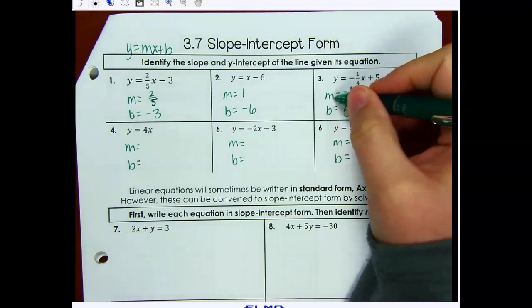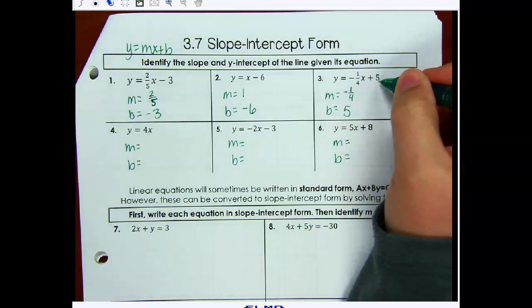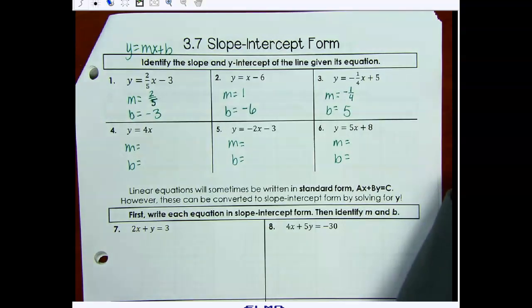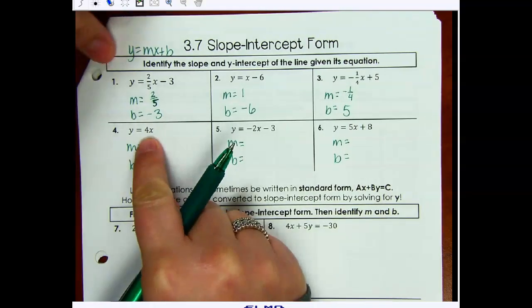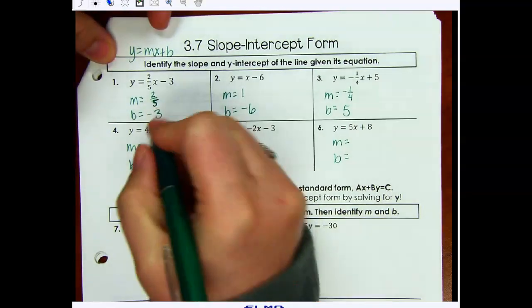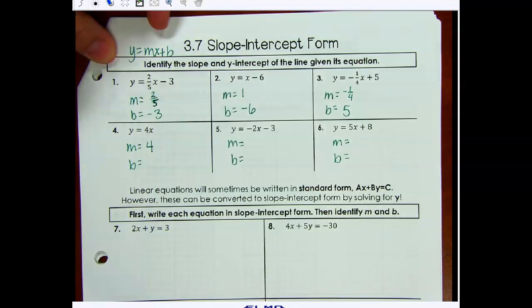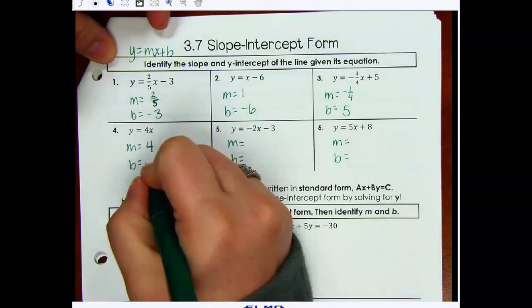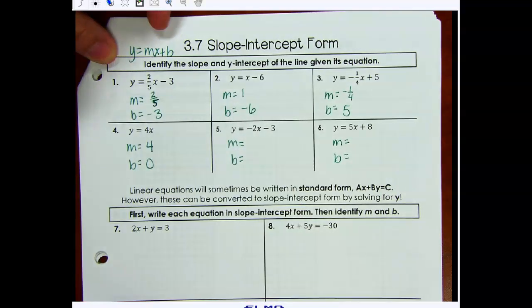So if you'll write down m and b, they go in order, m and then b. That'll help you out a little bit. This was a +5, so that's why this is a +5. All right, on this one, remember the m is with the x always. So 4 is your slope. This one doesn't have a b, so that means b is 0, and it means it crosses the y-axis at the origin.